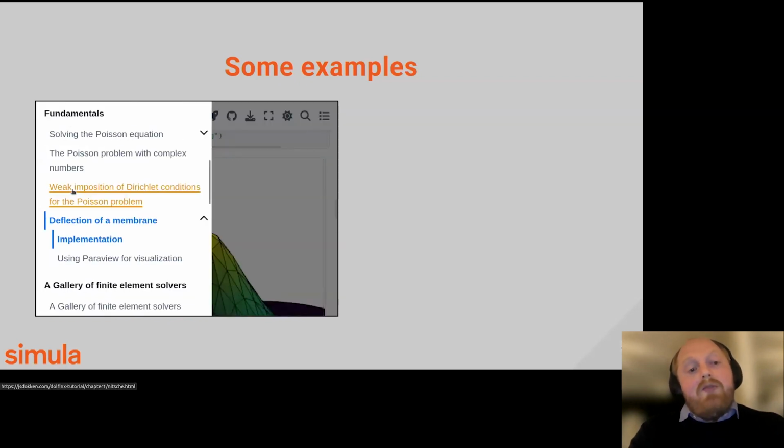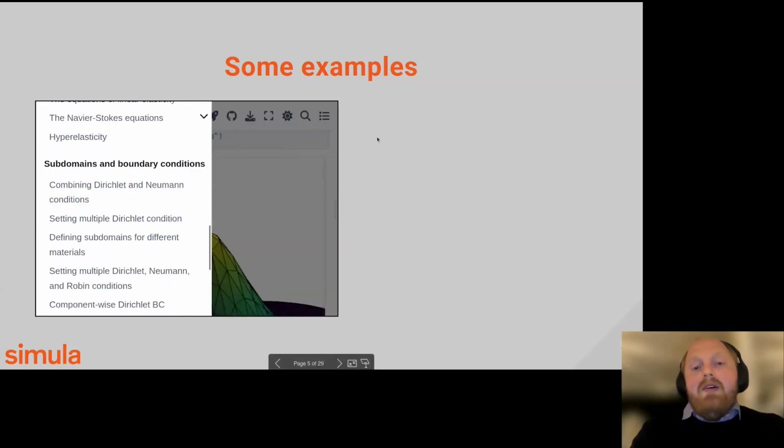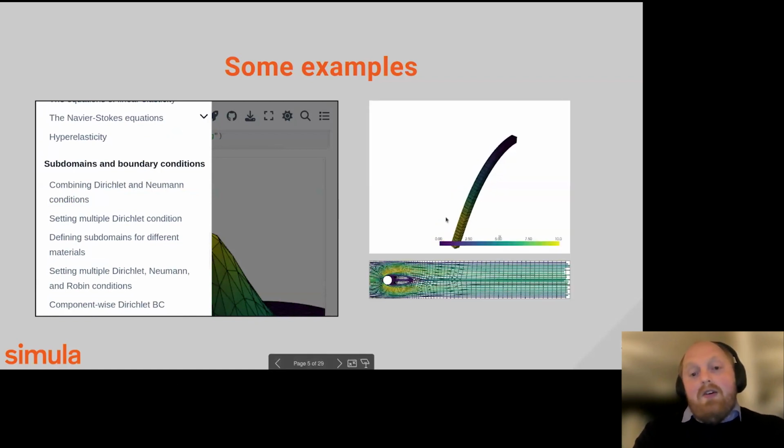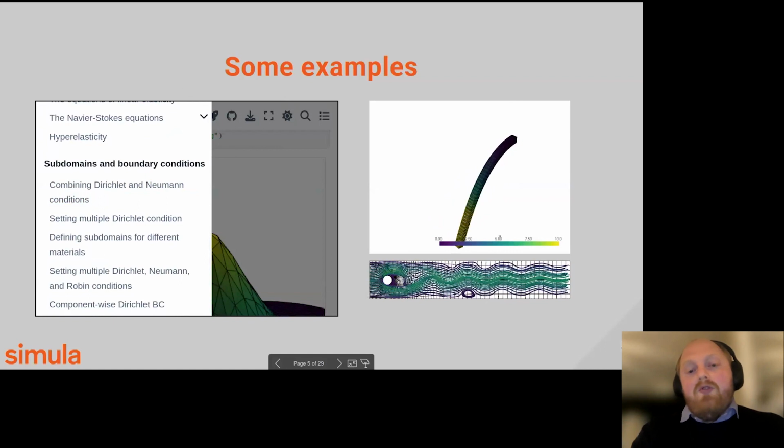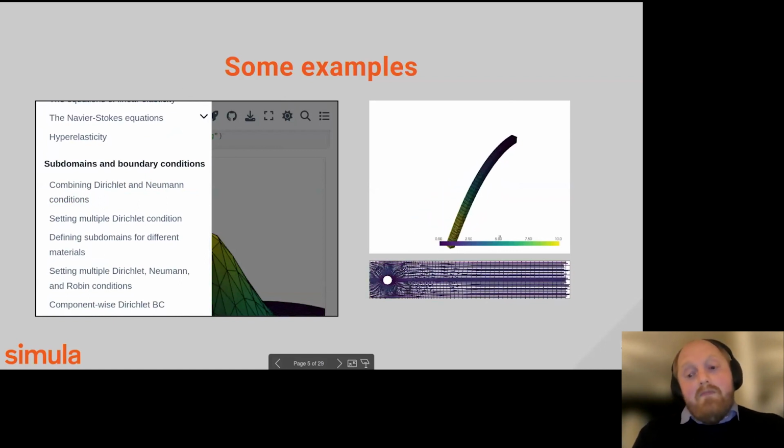And I have a wide range of examples here. Some of them I've included in this presentation, some I have not. Here are some other examples that you can find. So you can find hyperelastic beams or fluid flow using splitting schemes for known fluid benchmarks.